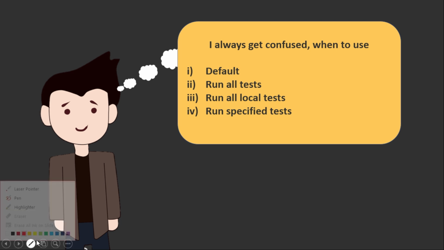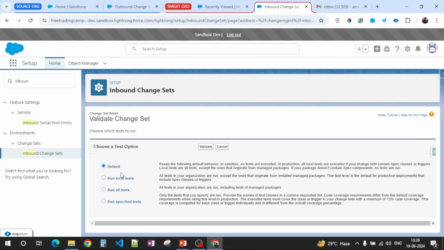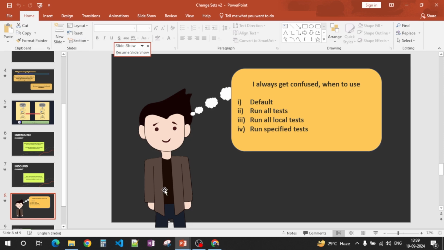Okay. So when we are validating it, we'll get an option to select these four things. So what do these mean, right? Let's go back to our PPT.